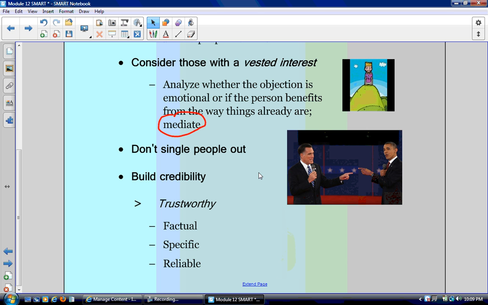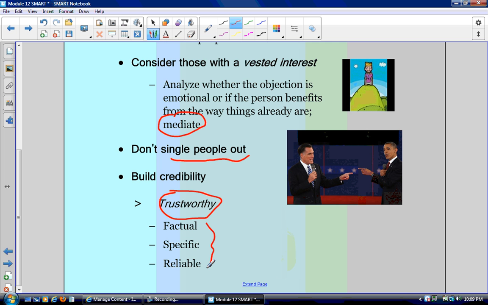We know how that makes us feel about the candidates when they begin the kind of blame game or personal attacks. And so that's similar in the workplace. If you begin to single people out as part of the problem, you're not going to get them to buy in or motivate them to accept your solution. You also want to build your credibility by being trustworthy. Be factual, specific, and reliable. Don't exaggerate, just give people the information they need in order to make a decision.